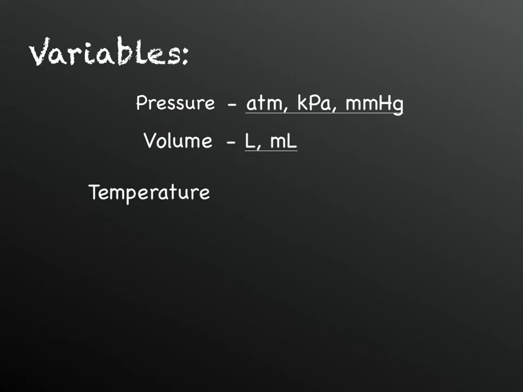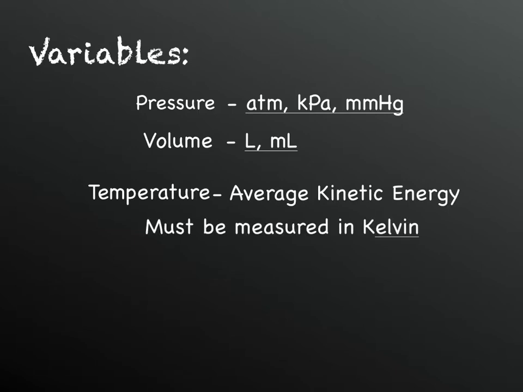The third one is temperature. Temperature is the measure of the average kinetic energy. It must be measured in Kelvin. So if you have a value that's given to you in Celsius, you have to be able to convert it to Kelvin. In order to do that, you would add 273. If you're doing the reverse conversion, say Kelvin to Celsius, you would subtract 273.